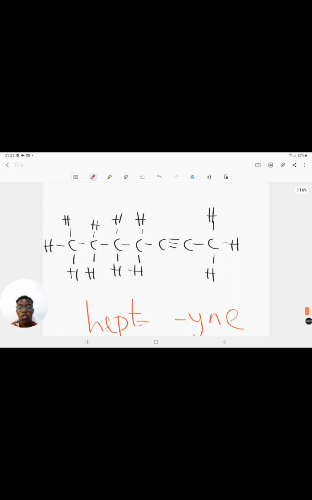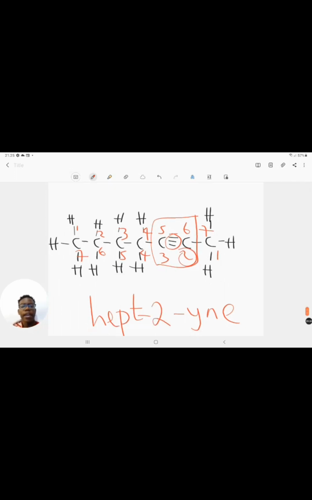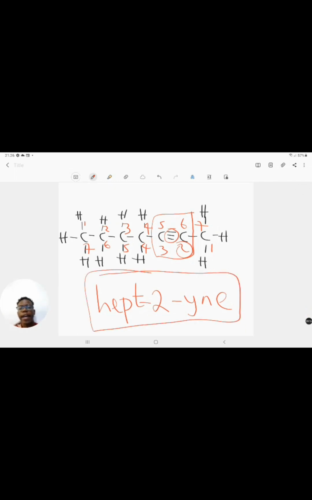And then what am I going to do? I need to specify where exactly that triple bond is. The triple bond is on which carbon? Well, you number from left to right and from right to left. So you're going to say 1, 2, 3, 4, 5, 6, 7, from left to right, and 1, 2, 3, 4, 5, 6, 7, from right to left. Now you look at where exactly your triple bond is. You look at the numbers surrounding that triple bond. You've got 5, 6, 2, and 3. From those numbers, you take the smallest. The smallest number is 2. Therefore, the name of this compound is hept-2-yne. And that is your answer.